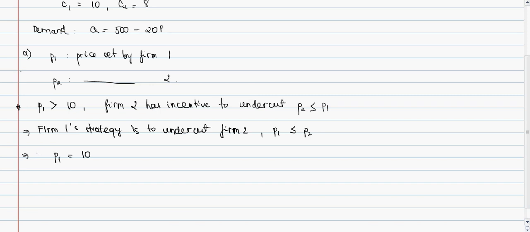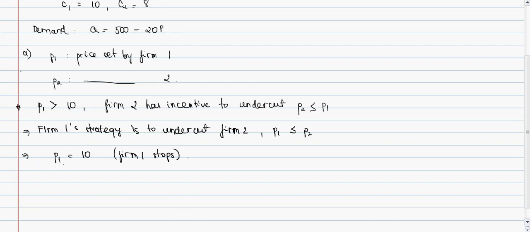Now, why is firm 1 stopping at this point? Like I said before, firm 1 wouldn't want to set the price smaller than 10 because they would be incurring a negative profit. So this is where firm 1 stops. Firm 1 will say, okay, I'll set my price equal to 10. Now what is firm 2 going to do? Now the marginal cost of firm 2 is 8.